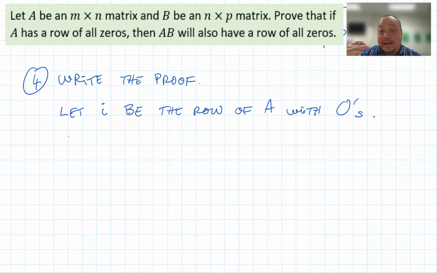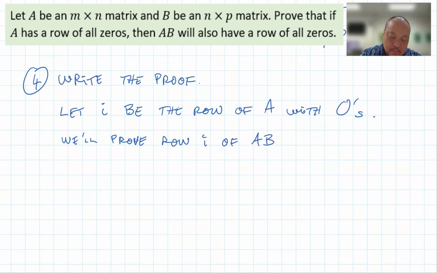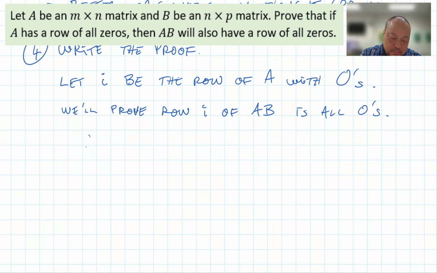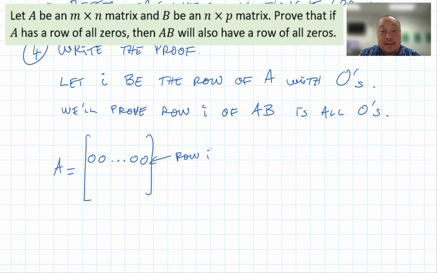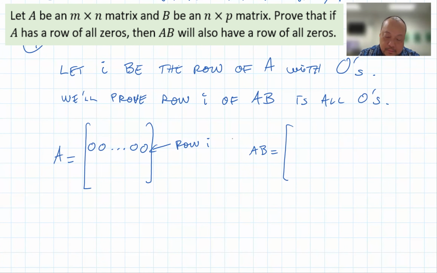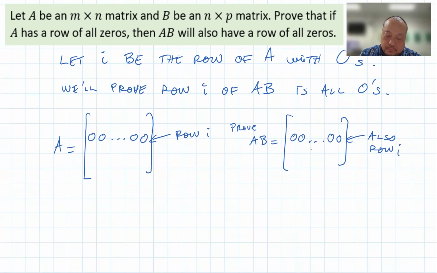And I tell the person ahead of time what it is I'm proving. They know I'm going to prove that the row is going to be all zeros in AB. I'm going to tell exactly where that resulting row is. I'm going to tell them exactly that I'm going to prove that row I, same number I, of the matrix AB is all zeros. I may illustrate it, but it's really not necessary. I'm going to consider the entry at row I, column K of the matrix AB.